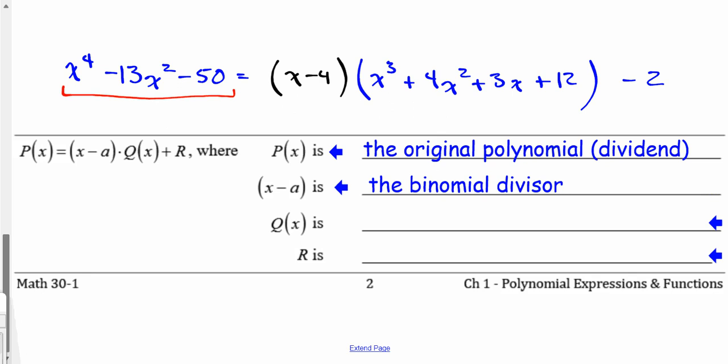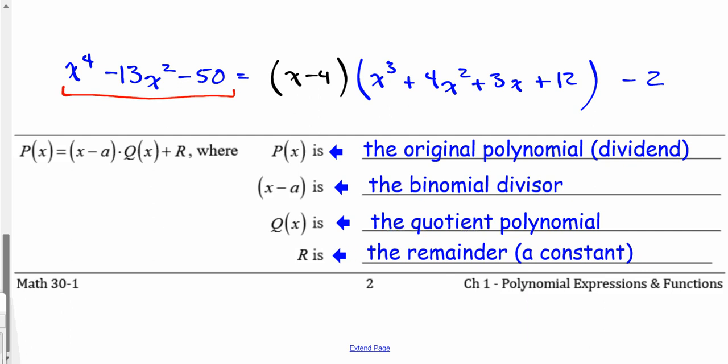The q of x will be our quotient. And again, we use function notation because typically it's a polynomial with x's in it. And because we're dividing by a degree 1 binomial, a linear expression, our remainder will always be a constant if there is a remainder. It's possible to do division of polynomials where the remainder is a polynomial, but again, that's beyond what's required for the course.